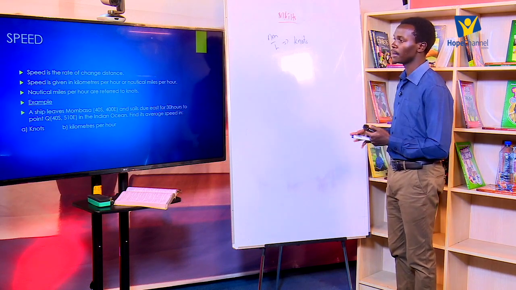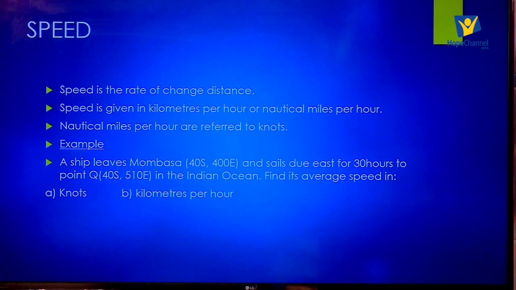And now we have an example here. A ship leaves Mombasa, which is 40 degrees south and 40 degrees east, and sails due east for 30 hours to point Q, which is 40 degrees south, 51 degrees east in the Indian Ocean. Now find its average speed in knots, and then B, in kilometers per hour.